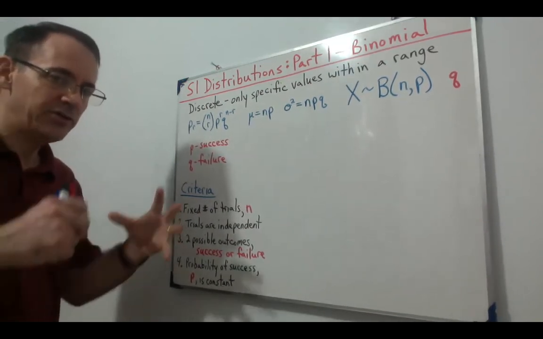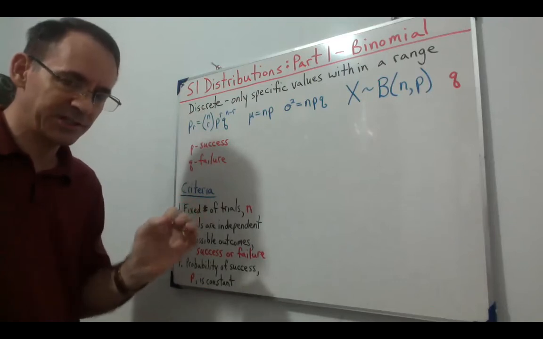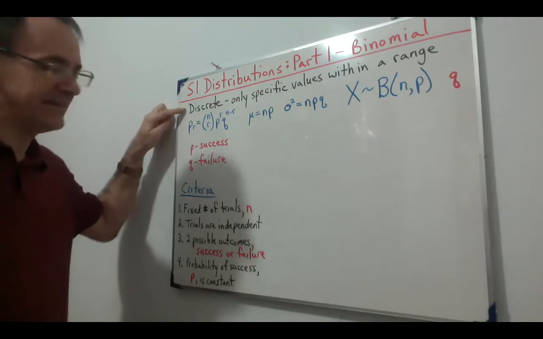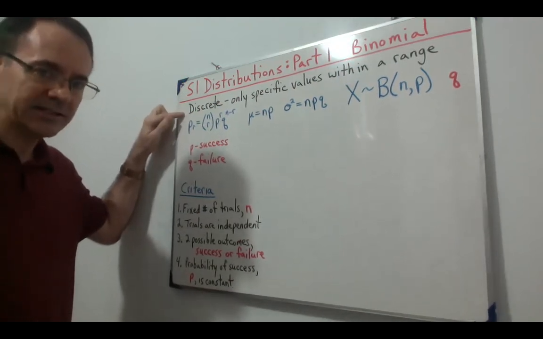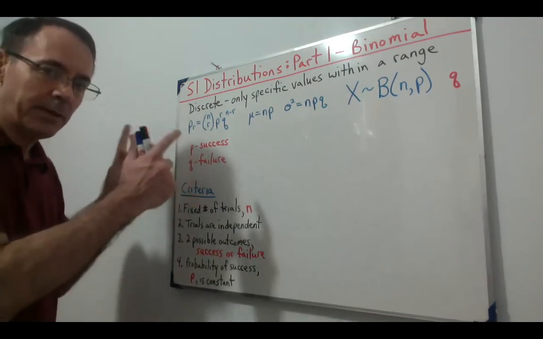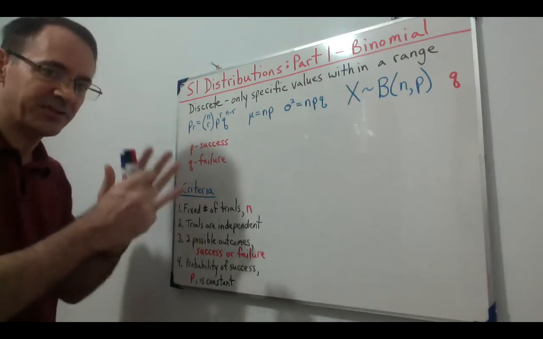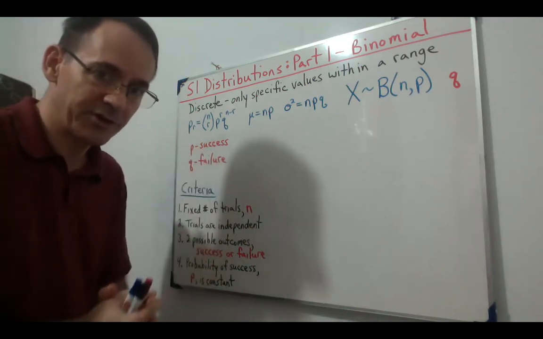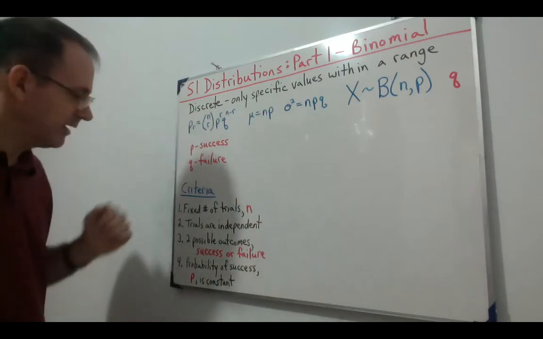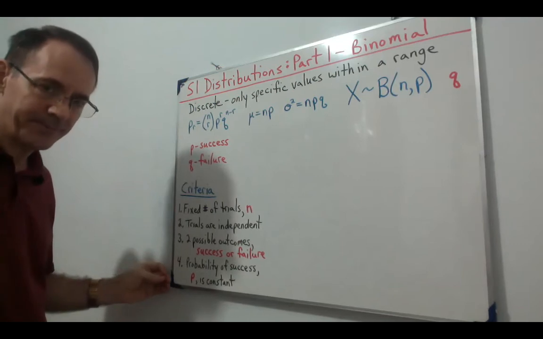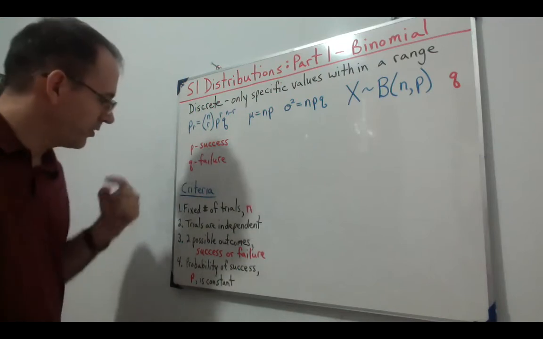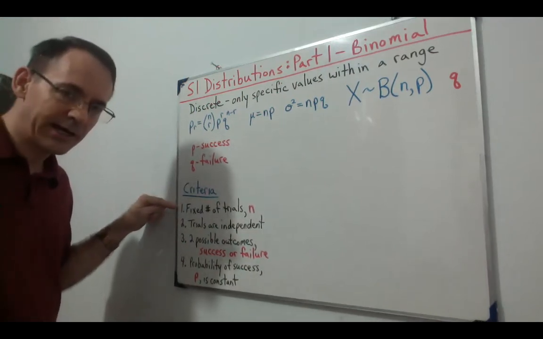So again, when you get to a distribution question in a Cambridge exam, the first thing you want to look at is the data: discrete or continuous. If it's discrete, it will either be binomial or geometric, and if it's continuous, it will be normal distribution. The second thing you want to look at, if it's discrete, is the criteria. And there's a difference between the binomial and the geometric with respect to the number of trials.